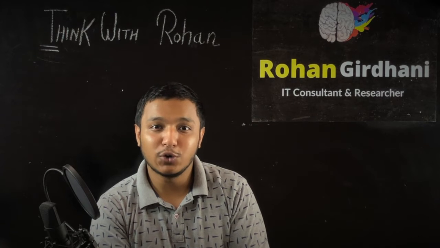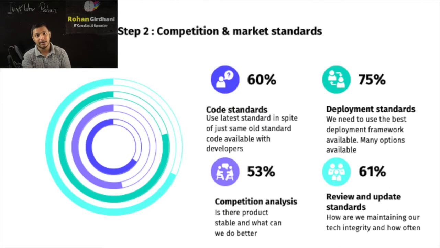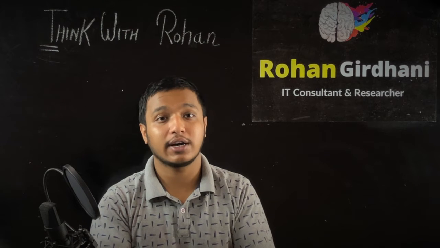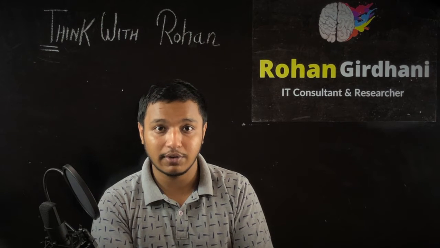Coming to step number 2, which is market and code standards, or market or competition standards. So now you have your technology with you. Now you need to study your competition. What technology or stack your competition is using, why it is using it, and whether it is stable or not. Because there are chances they could also make a mistake, right? It's not always that your competition has the perfect set of technology. Nothing is perfect. So you need to study them and the current market prevailing standards available.